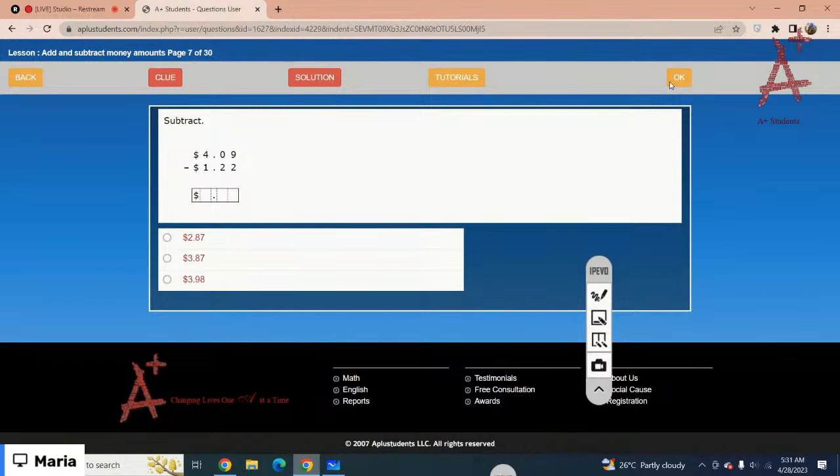Okay, 9 minus 2 is 7. You can't subtract 0 out of 2, so you need to borrow 1. So you borrow 1. Here you have 10 now. 10 minus 2 is 8, and 3 minus 1 is 2. It would be 2.87. The correct option is 2.87.